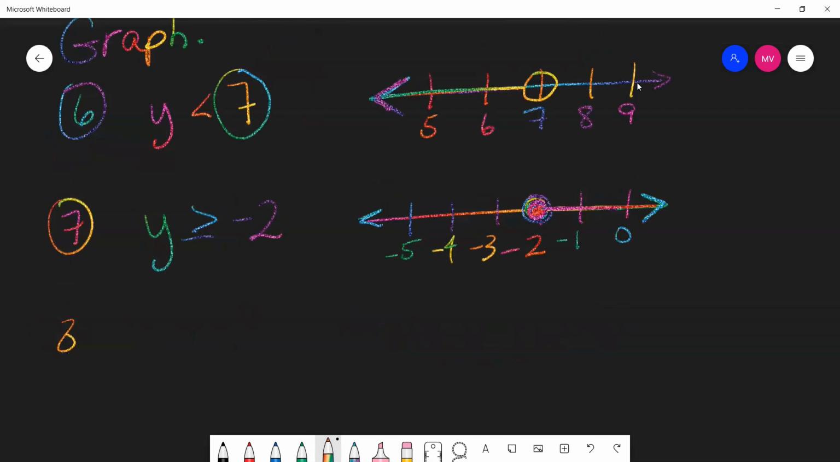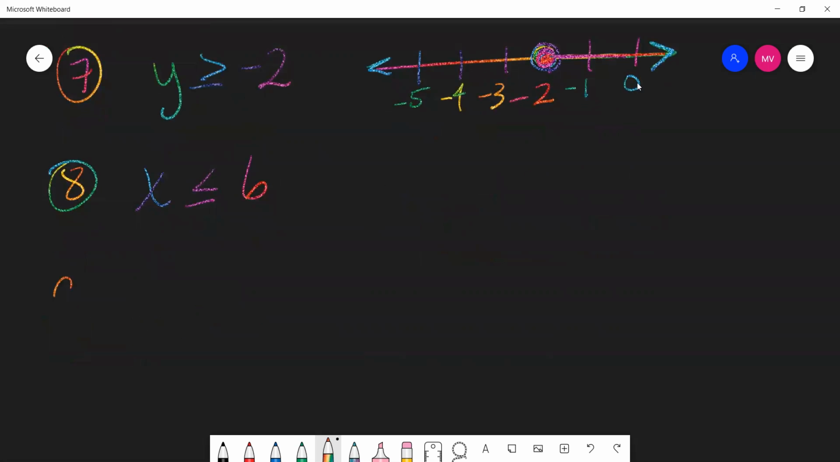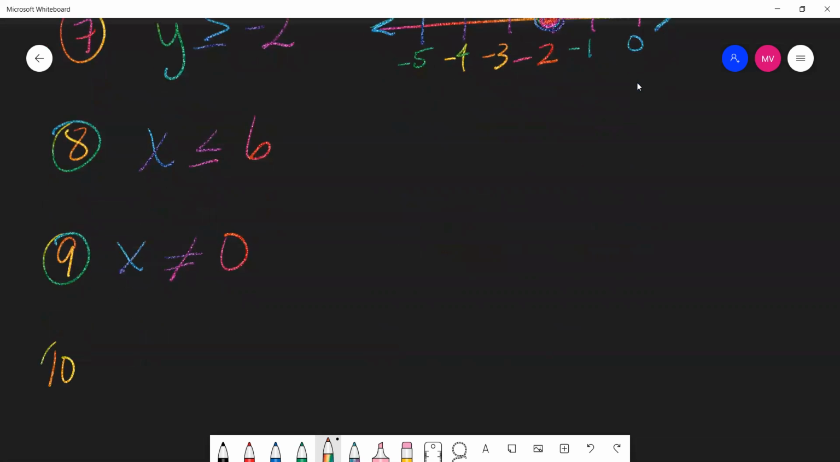All right, so keep doing that for the last few. I could pause this and see how you do once I give you the values. We have x is less than or equal to 6. Number 9 is x is not equal to 0. And then we have 10, which is x is greater than 8.